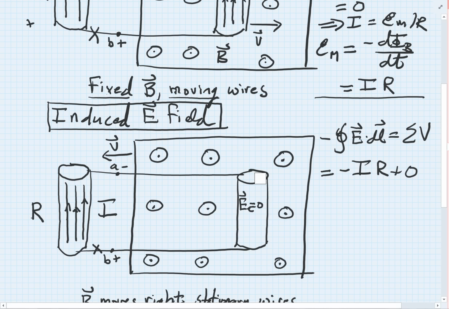Now we can also get a little more specific about this because we know that the current in the two situations is the same, and we also know what IR equaled in the previous situation. In the previous situation, IR equaled just minus the time derivative of the magnetic flux. So minus IR is going to actually equal the time derivative of that magnetic flux.